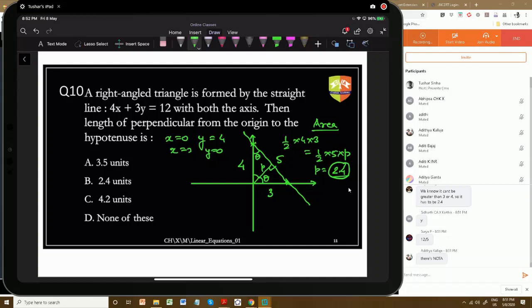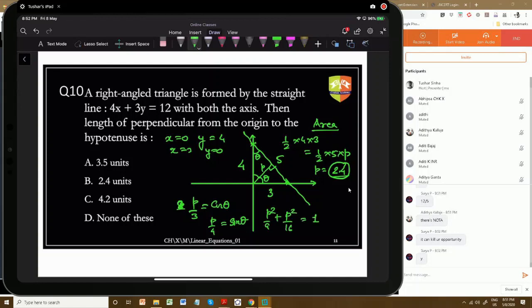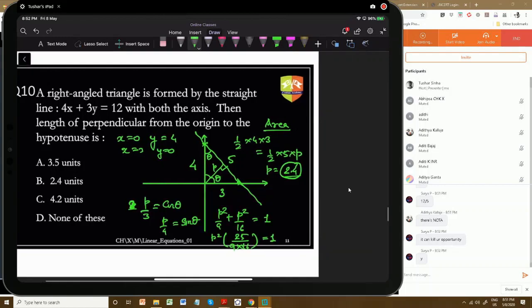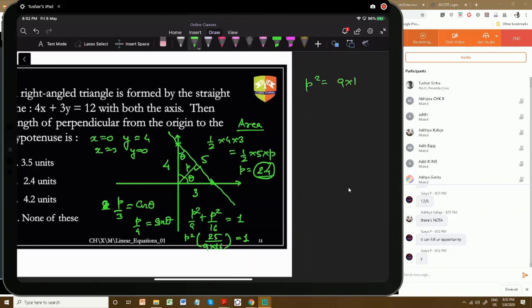Another way would have been 3 upon P or P upon 3. P upon 3 is cos theta. And P upon 4 is sin theta. Check from your trigonometry. So P by 3 is cos theta, P by 4 is sin theta. Square and add. So P square by 9 plus P square by 16 is 1, because sine square theta plus cos square theta is 1. So this is another way. You get P square common, 1 by 9 plus 1 by 16 is 25 upon 9 into 16. I'm doing the calculations faster, so you can figure this out yourself. So P square is equal to 9 into 16 upon 25. So P is 3 into 4 by 5, which is 2.4.